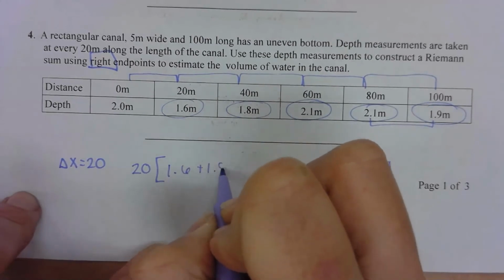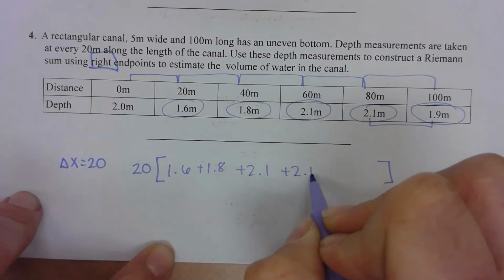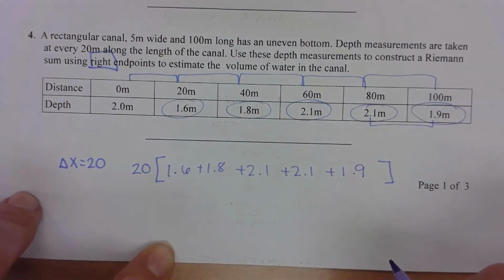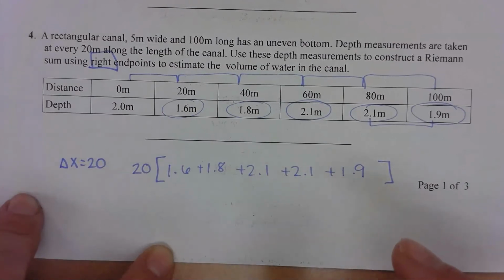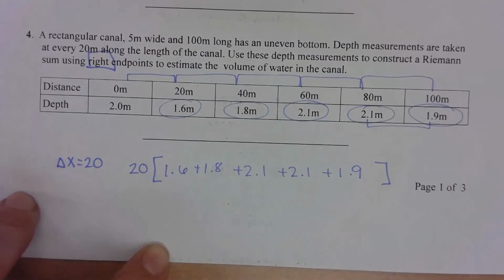It's 9.5 times 20, which is 190. If you add those up: 1.6 plus 1.8 plus 2.1 plus 2.1 plus 1.9 is 9.5, times 20 is 190. Alright, but 9.5 times 20 is 190.